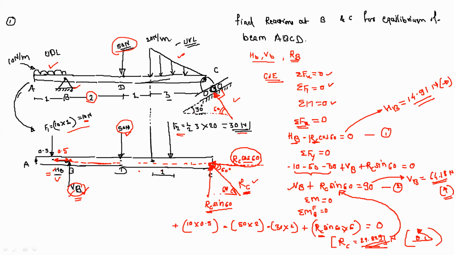Okay, so you can check the answer. Reaction RC is 29.829 Newton, acting at angle theta of 60 degree. Reaction VB is 64.18 Newton. It is exactly vertical, and because we get the answer positive, it is along the positive y direction. Then reaction HB is plus 14.91. The answer is positive, which means at point B the HB direction is correct, our assumed direction is correct. HB is acting on the positive x side. So these are the support reactions for the given beam ABCD.